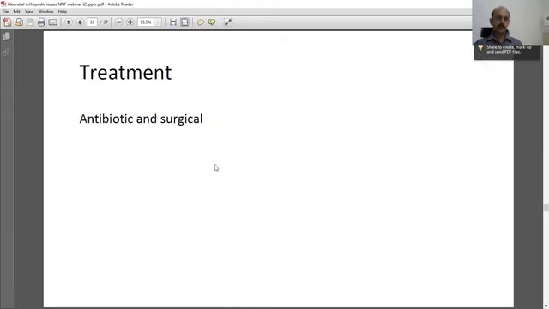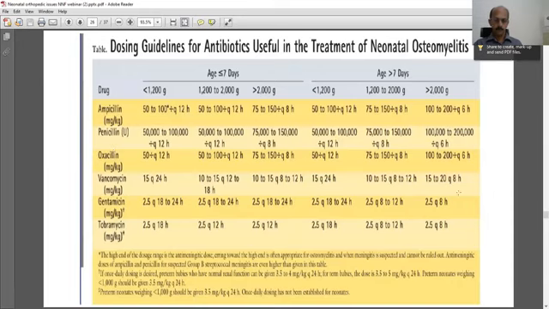Treatment, of course, is antibiotics and surgical. For antibiotics, there are a lot of different protocols, but what's important is good coverage of staphylococcal, gram-positive organisms. That's either oxacillin or cloxacillin. And if you're suspecting MRSA, vancomycin, and an aminoglycoside, gentamicin or tobramycin, for suspected gram-negative organisms.